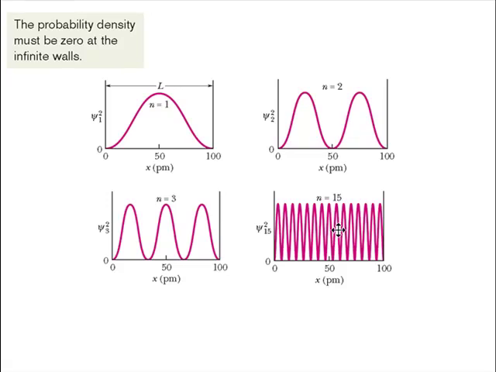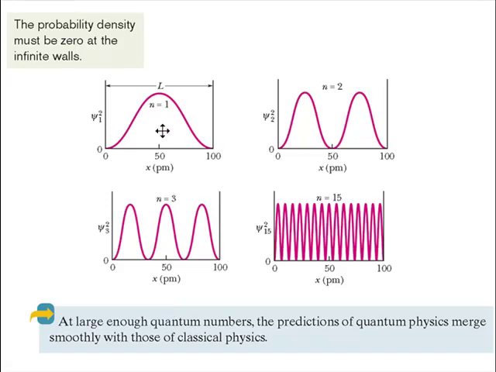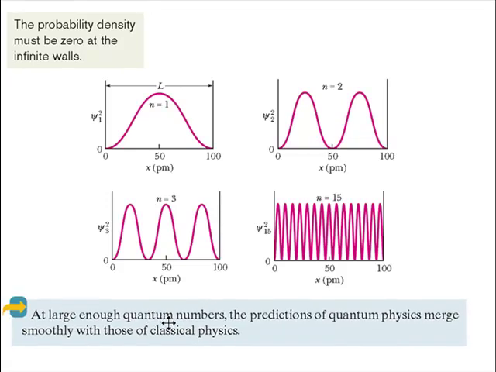And that is our first example of a general principle of quantum mechanics, which is that as the quantum numbers, as the state we're in, get large, then the quantum physics prediction needs to merge smoothly with the classical physics prediction. In other words, at large quantum numbers, which is the world we live in from day to day, the quantum theory better give the same results as our classical theory, because we know the classical theory works great in our daily world.